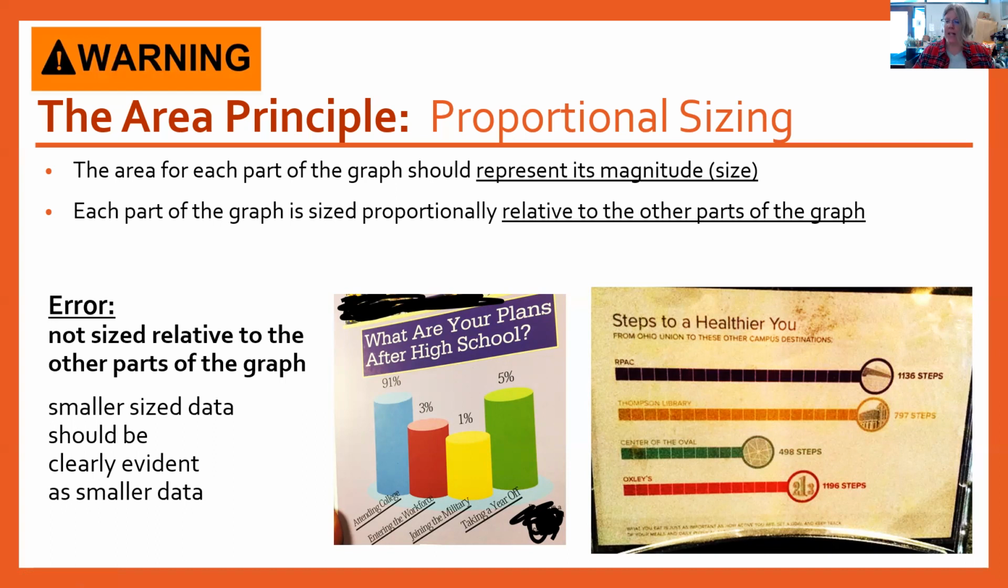So that seems okay-ish. But where I really have a problem is this last bar on here, titled Oxley's. It's actually the furthest distance from the Ohio Union. It's 1,196 steps. So it should be the longest bar on here, but instead it's the third longest. So it's shorter than two other bars. This graph is also very misleading, in that those bars are just not sized relative to each other. And looking at that, I would think, oh, Oxley's is not that far of a walk, when really it's the longest walk.